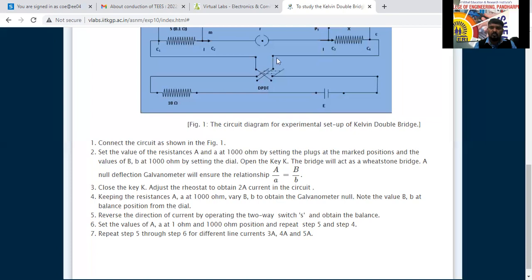So next we have to close this switch. Make it a closed switch. Adjust the rheostat to obtain 2 ampere in the circuit. You have to adjust the rheostat to get the current.